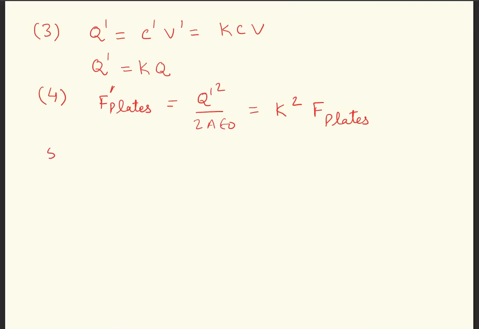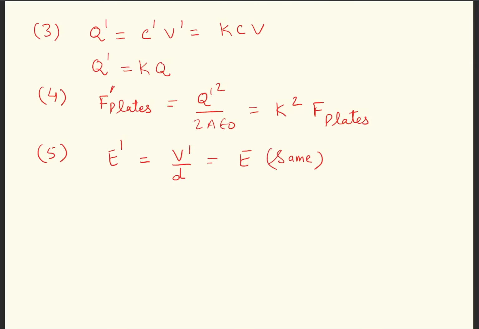Now new electric field E dash. Now because potential difference has not changed, dV is equal to E dot dr, you must be knowing. So E dash equal to V dash by D dash, and because D dash is same as D, E dash will be same as E. So electric field will also remain same, it will not change.